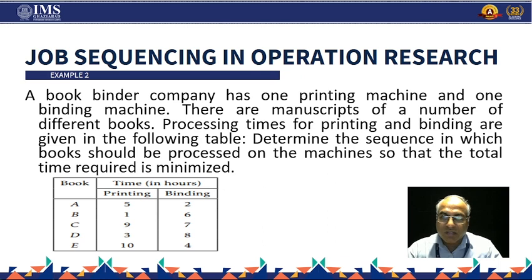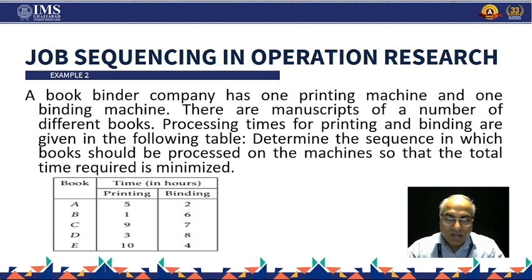Now, here are the books given in the table: A, B, C, D, E. These are the books, and time in hours is given for printing. For books A to E, printing times are 5, 1, 9, 3, 10, and binding times are given like this: 2, 6, 7, 8, 4. Now it is understood that printing will be done first and then binding. So these books A, B, C, D, E are the jobs, and there are two machines, the printing machine and the binding machine. So it is basically a two machine problem.